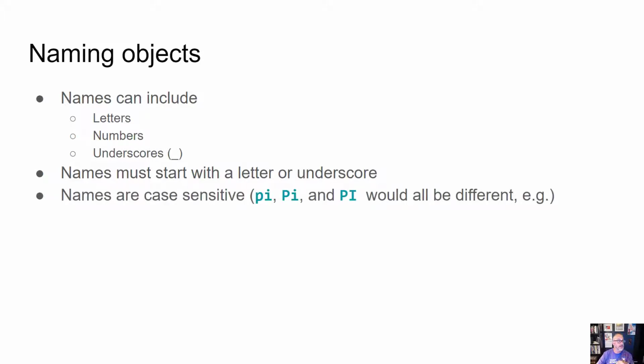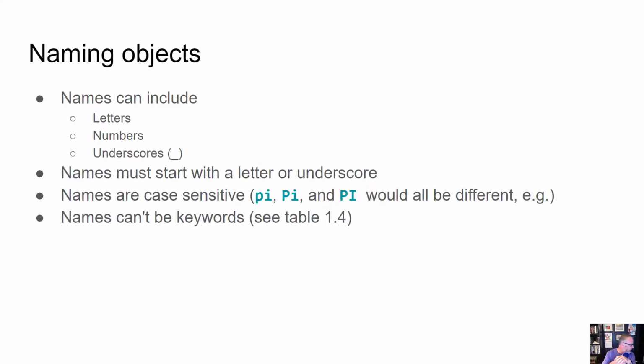Names are case sensitive. So for example, pi with both lowercase, pi with an uppercase P, and pi in all uppercase are all different names. And so we could conceivably have three variables named each of those, although that would be bad form to confuse ourselves like that. Names can't be keywords.